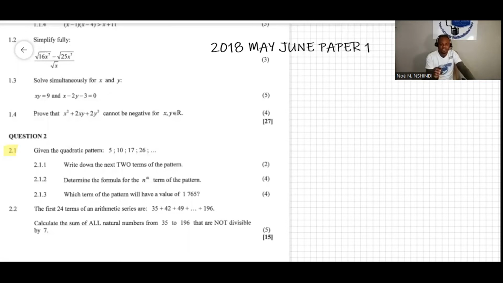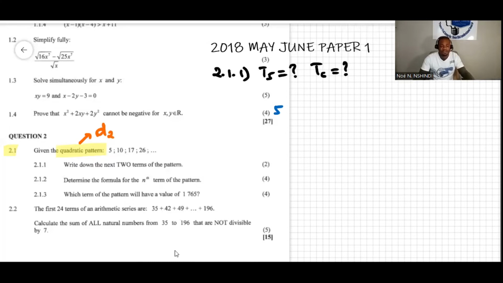Well, we have a question here that says, given the quadratic pattern 5, 10, 17, 26, and then question 2.1.1 says, write down the next two terms of the sequence. Now let's just write the question here, 2.1.1. The terms here are like 1, 2, 3, 4, so we're looking for term number 5 and term number 6. Now, the fact that the question says it is a quadratic pattern, we understand by that the second difference, D2, is constant. The terms are 5, 10, 17, 26, and we're looking for term 5 and term 6.